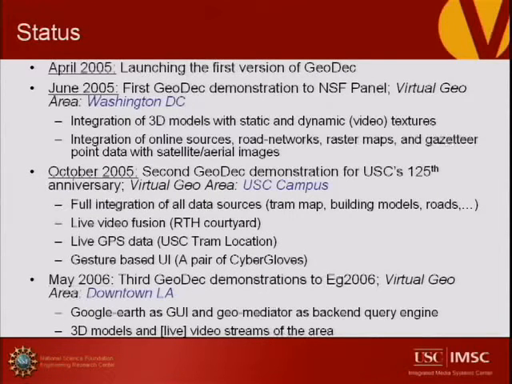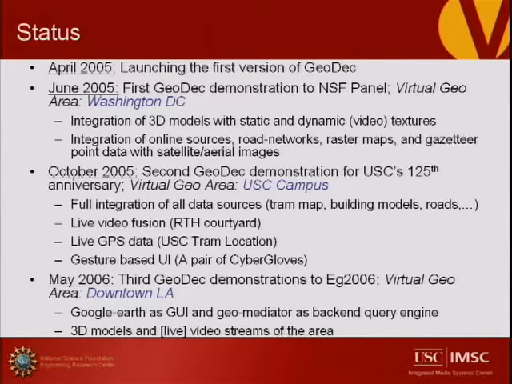So just a quick summary of what we did throughout the past year. The project started officially in April 2005. Our first demo in June 2005 for NSF was that Washington, D.C. demo that I showed you with the video of the cars moving and so on. And we had a separate demo that shows the integration of sources. That was the metro map. By 2005, for the USC 125th anniversary, we did a modeling of the whole USC campus and integrated everything together, as well as adding the live video, live GPS, and also a gesture-based user interface for coolness factor.